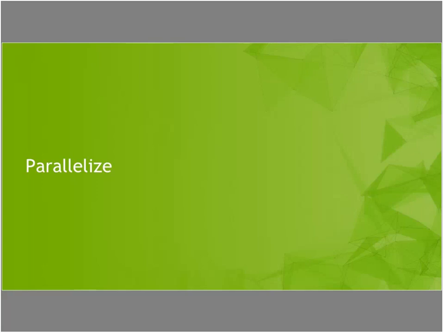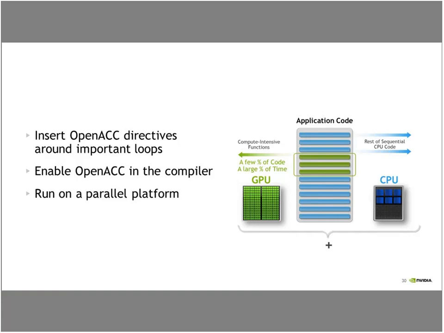Okay, so we've done our analysis. We understand where our time is being spent. Now let's begin to parallelize our code. So the parallelize step involves inserting OpenACC directives to our code, and OpenACC directives are applied to the most important loops. So we've identified this loop nest inside of MATVEC as one of the important loops inside our code.